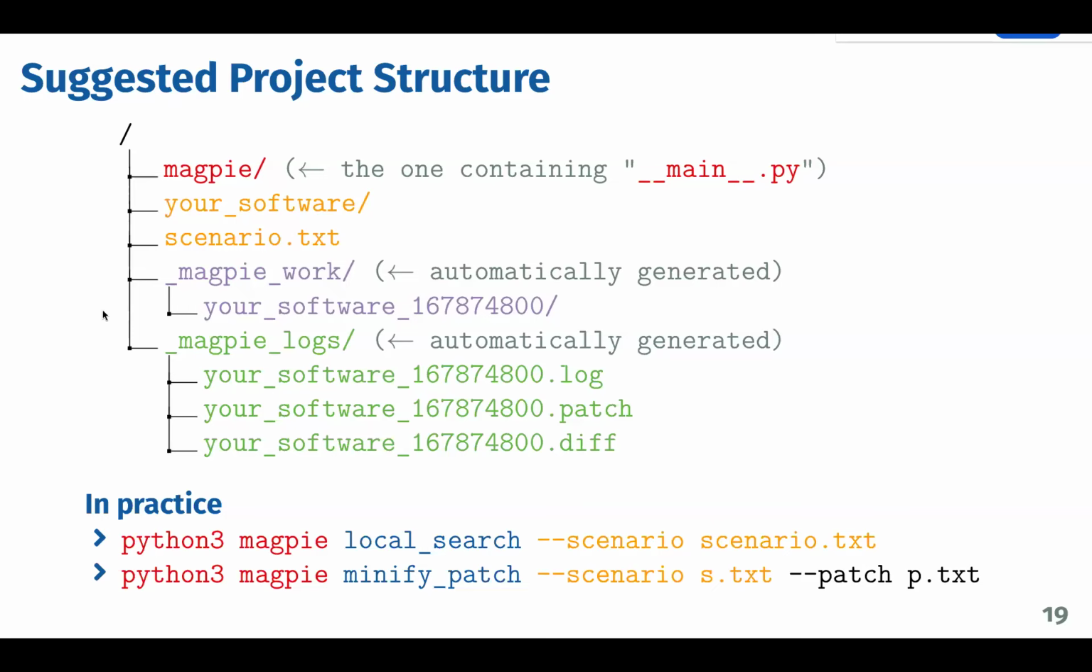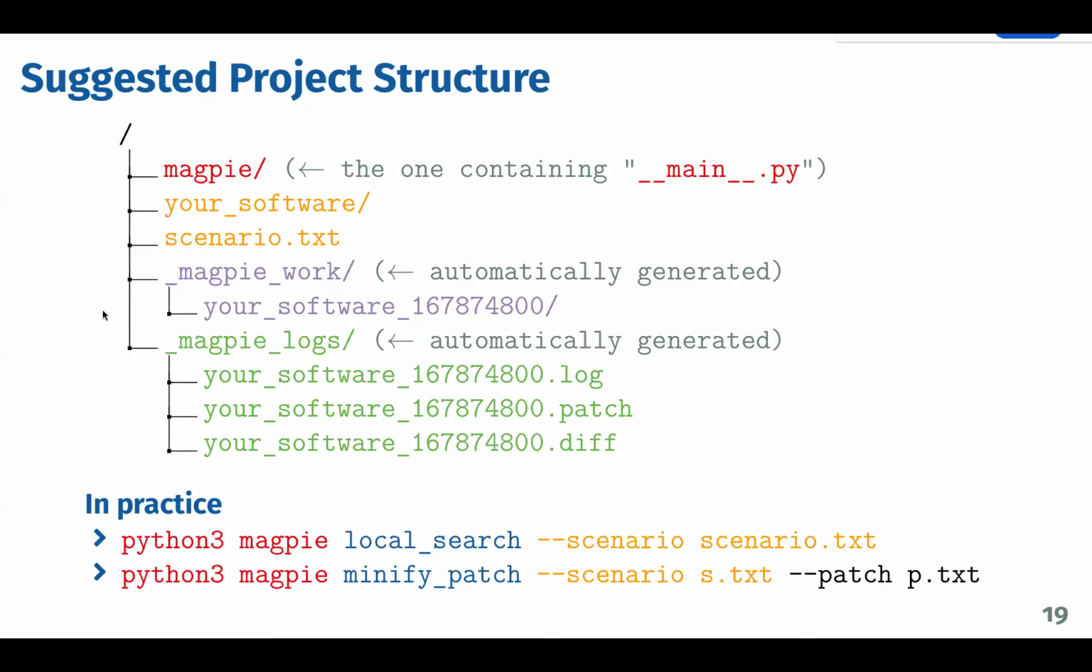So the philosophy of Magpie is that everything is self-contained in the Magpie folder, the one that contains __main__. You can either take that folder and put it alongside your software, or take your software and put it inside the overlaying Magpie one, the one you clone from GitHub. You basically need to have on one side the Magpie folder, and on the other side your own software.